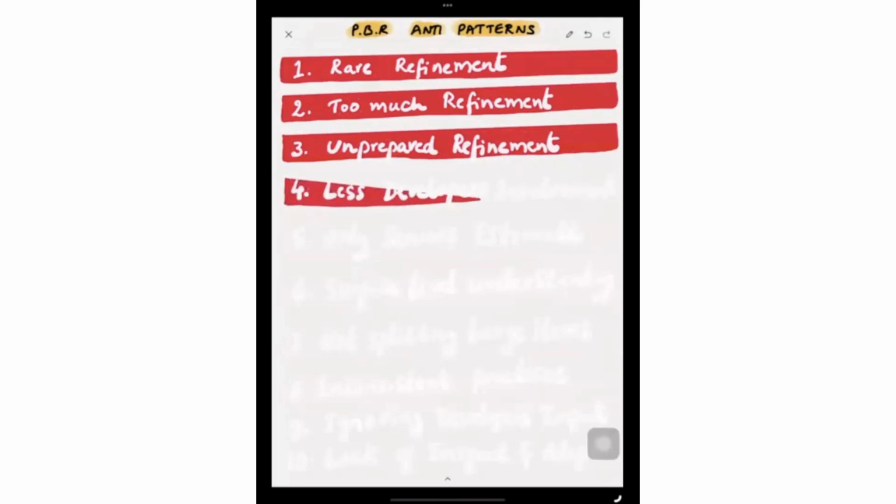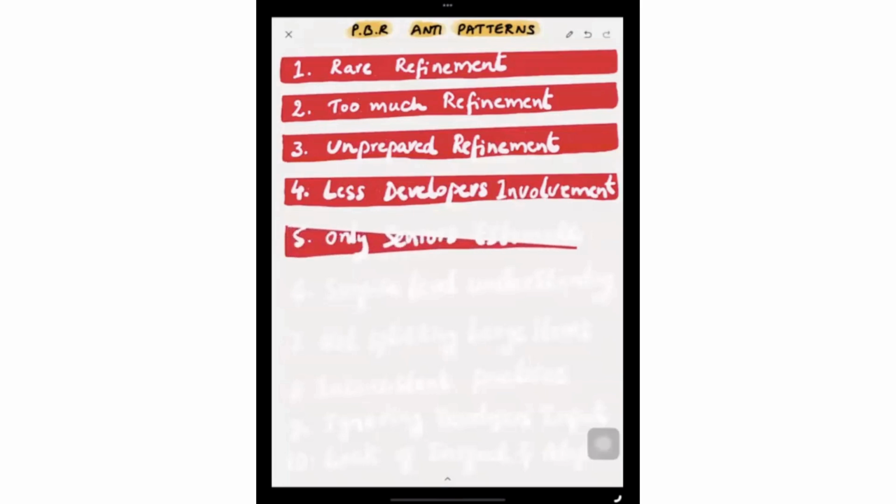The fourth one is less developers involvement. Not involving all the developers will lead to the discussion points we discussed a few minutes back. Lack of transparency, lack of commitment, and the dependency like that. Fifth one, only seniors estimate. So this is an anti-pattern because it will lead to less commitment with the other people. So the estimations for the backlog items in the backlog refinement should be done on a consensus basis. All the developers should provide their feedback.